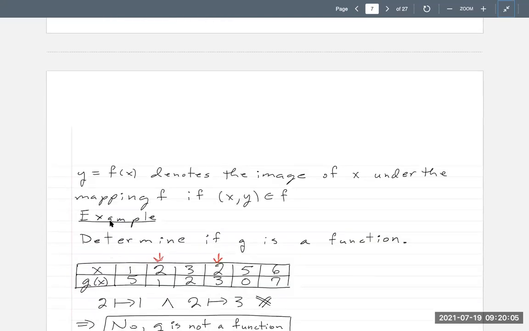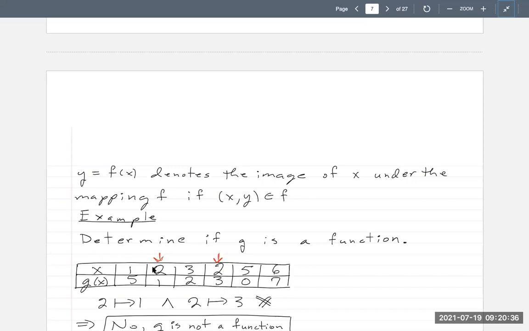So let me give some examples. Determine if G is a function. So G is given as a set of ordered pairs. If x is 1, g is 5. If x is 2, g is 1. If x is 3, g is 2. If x is 2, g is 3. If x is 5, g is 0. If x is 6, g is 7.